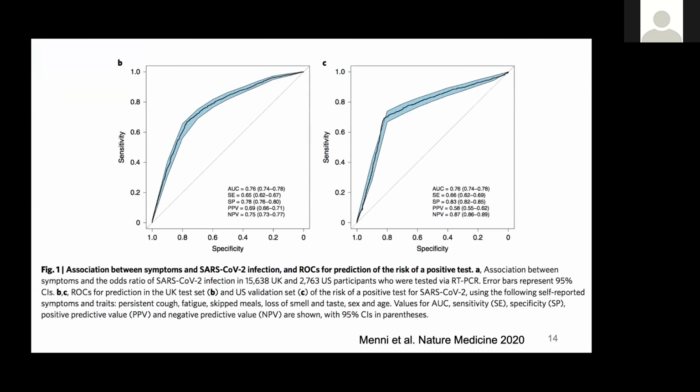Next slide. So this is a very interesting slide from Nature Medicine, where they looked at a receiver-operator curve in figures B and C, which really looked at symptomatic individuals in the UK and in the US, and basically showed that the area under the receiver-operator curve is about 75%. So in symptomatic people, there is a fairly good correlation between symptoms and detecting a NAT positive sample. Next slide.